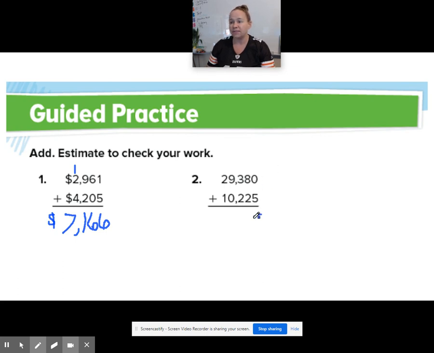0 plus 5 is 5. 8 plus 2 is 10. Trying to write small. 1 plus 3 is 4. 5, 6. 9 plus 0 is 9. And 2 plus 1 is 3. 1, 2, 3, comma. So let's see, does 29,000 plus 10,000-ish equal 39,000? Yeah, that seems reasonable, right? I estimated to check my work.